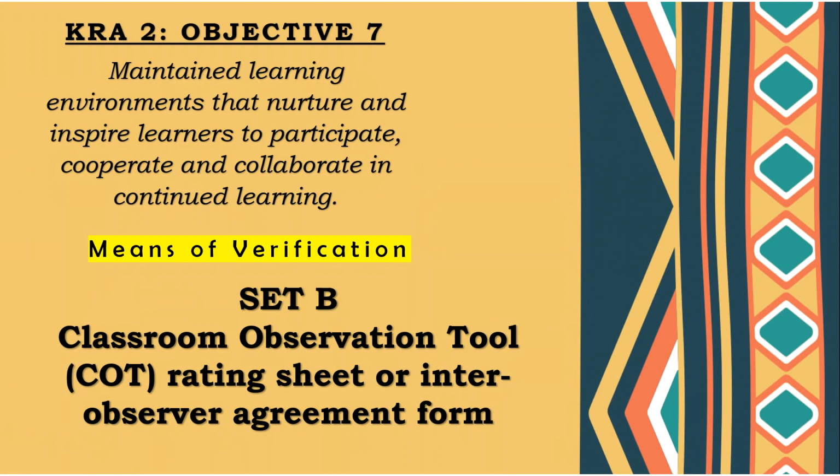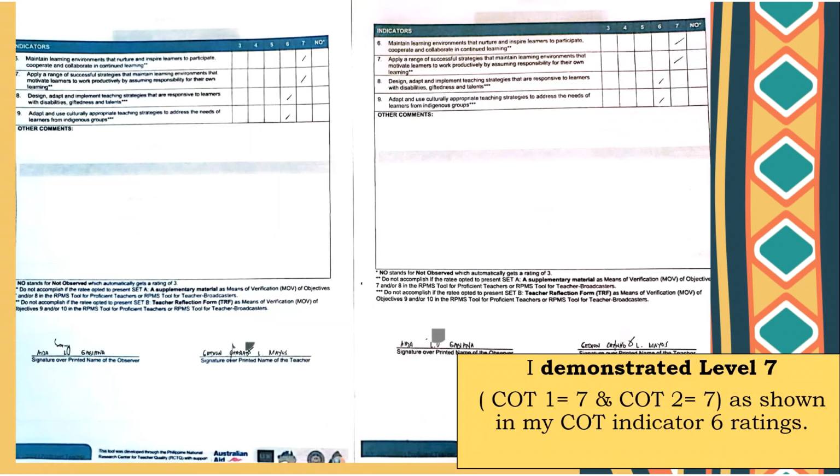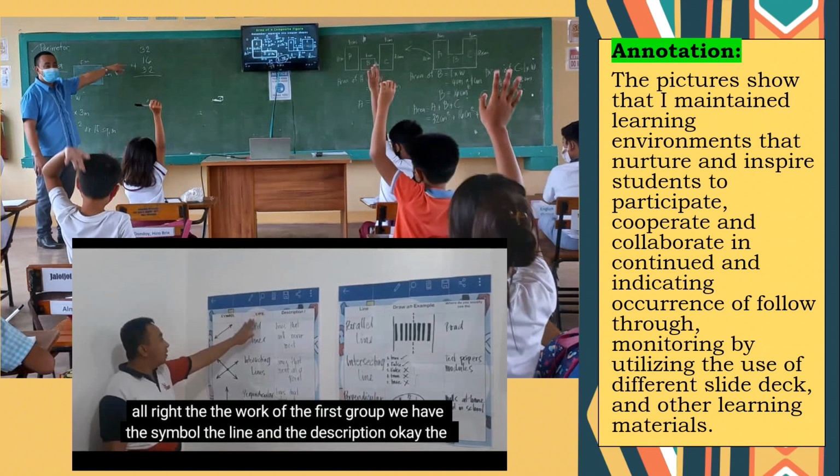Objective 7. Maintain learning environments that nurture and inspire learners to participate, cooperate, and collaborate in continued learning. Ang ating MOV po ay dalawang rating sheets. I demonstrated level 7 as shown in my COT indicator 6 ratings. Kino-complement po ng picture na ito ang ating score.